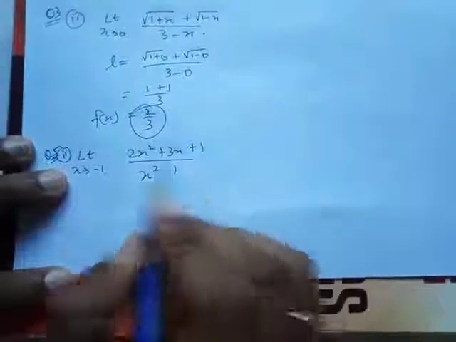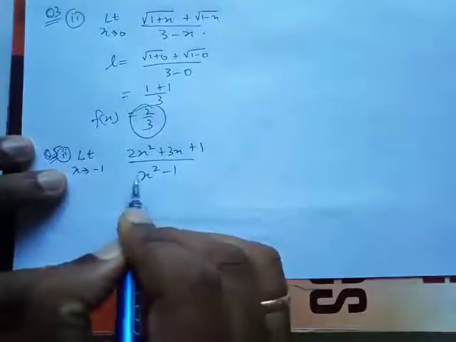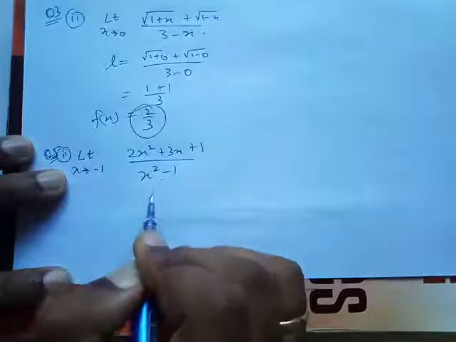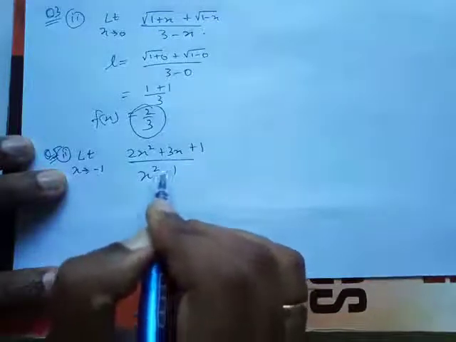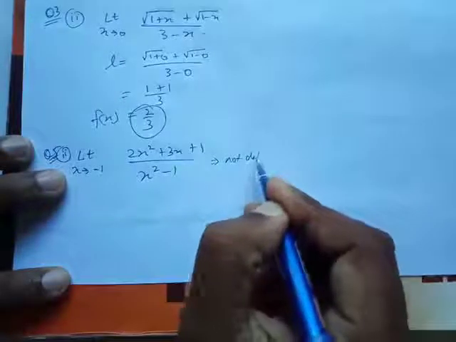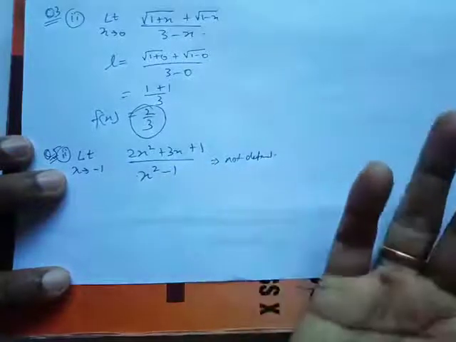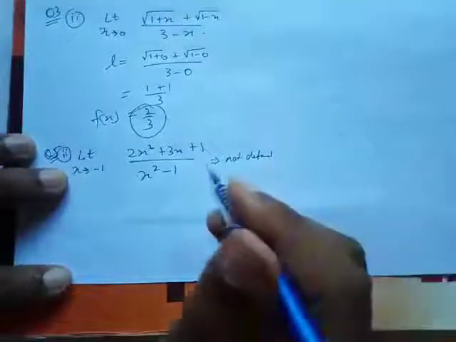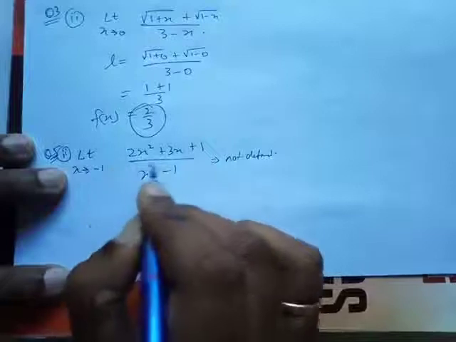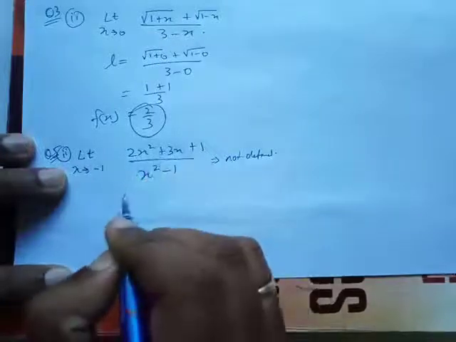Do you know why? Because if I put minus 1 right now over here, then I'm going to get 0 as a denominator. Try putting this. I'm going to get 0 as a denominator, and this equation is going to come not defined, and then I won't be able to find my limit. So what I'll do, I'll try solving this out. I'll try breaking this number. This is a quadratic equation. How can I break this?